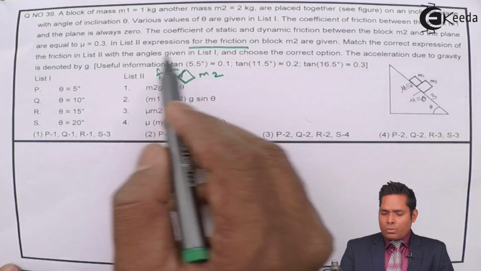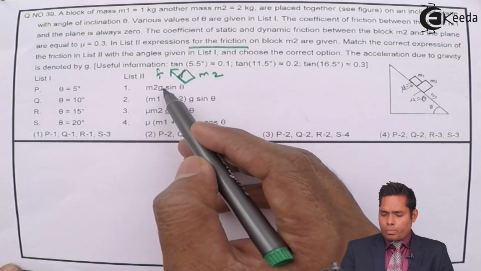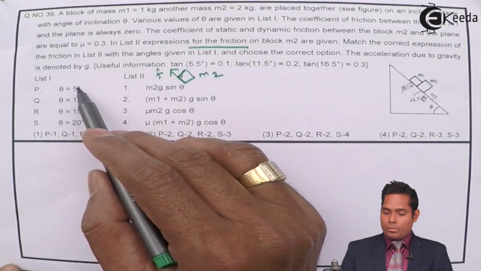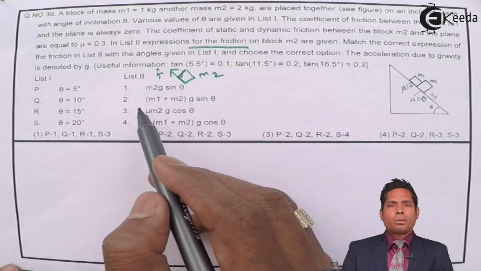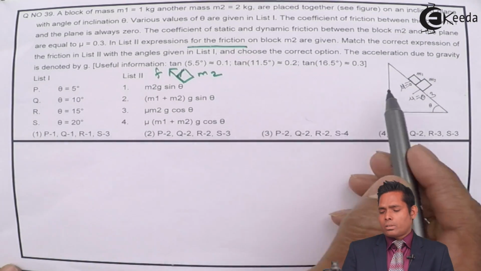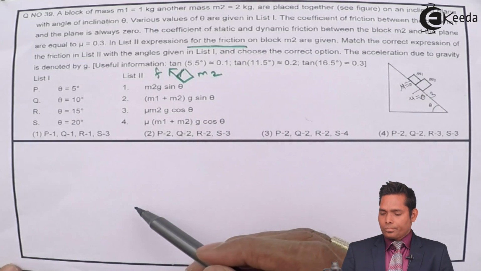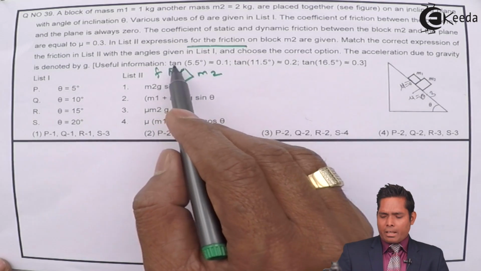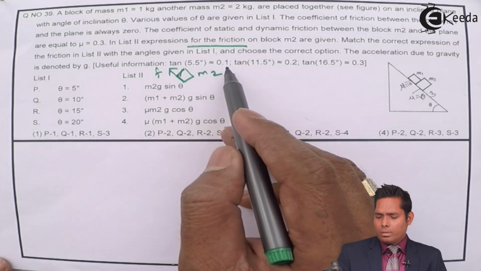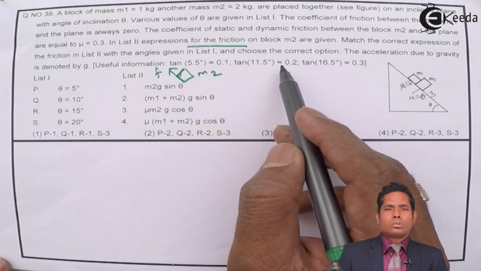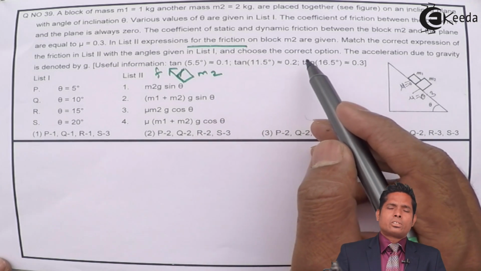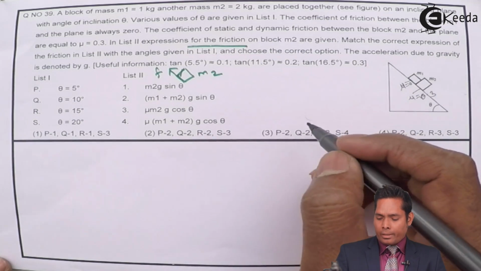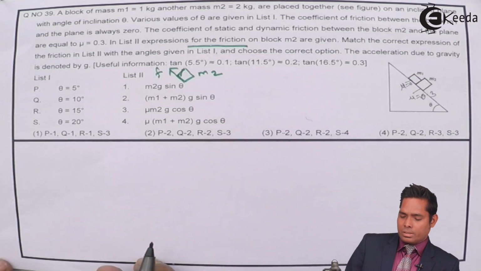Match the correct expression for the friction in list 2 with list 1. When theta is 5 degree, what friction will act on block M2? When theta is 10 degree, what friction will act on this block? And so on. The acceleration due to gravity is g. Useful information: tan 5.5 degree is 0.1, tan of 11.5 degree is 0.2, tan of 16.5 degree is 0.3. This is the information given, and therefore we have to solve this.